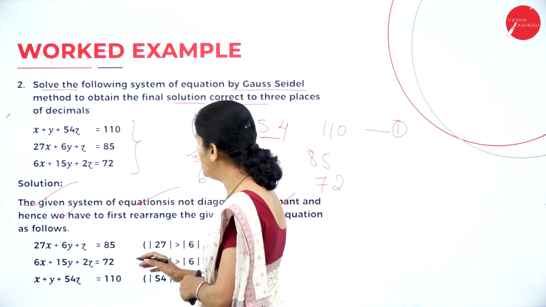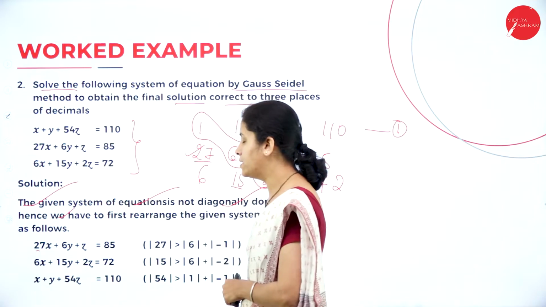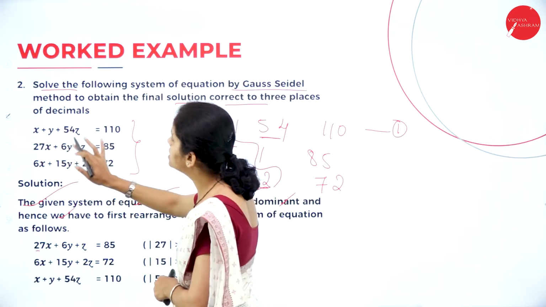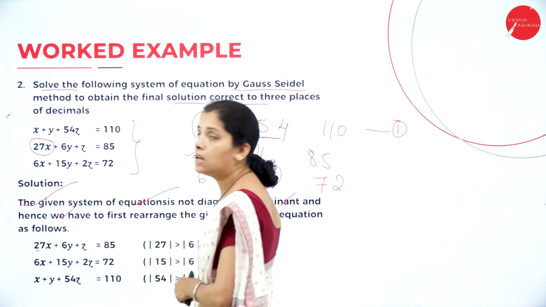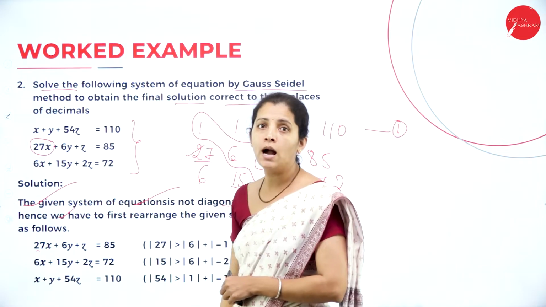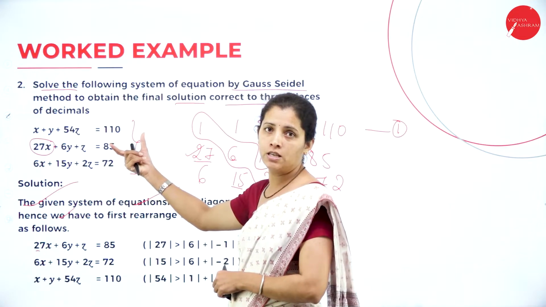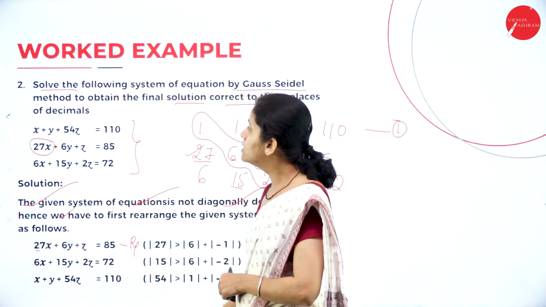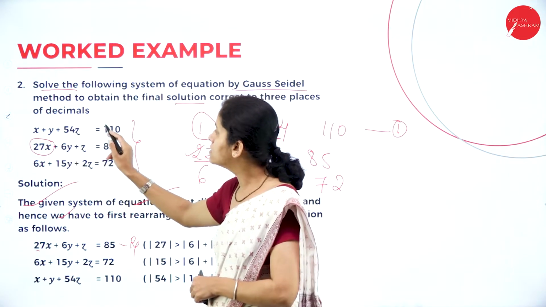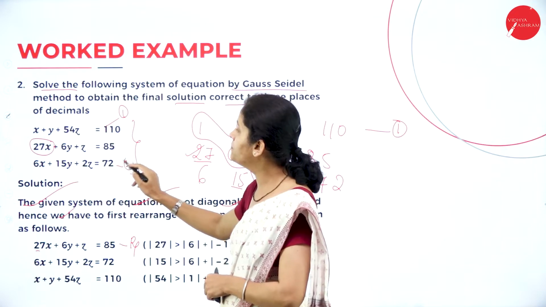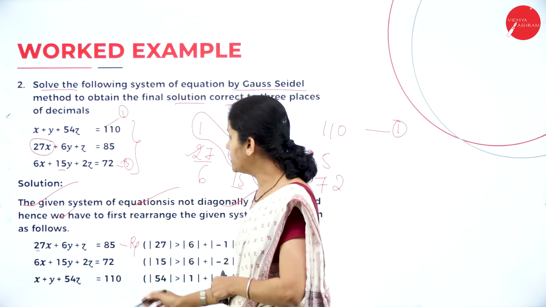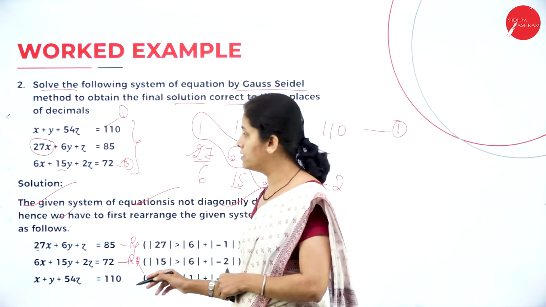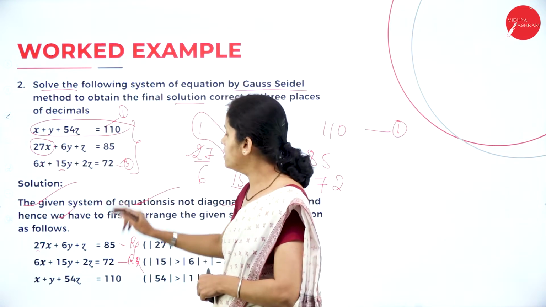So here what I will do, I have the 27. That means I am going to rearrange this equation, and if I consider this equation, 27 is my larger value. So I am going to place this equation in my first row. Now if I consider equation 1 and equation 3, 15 is larger. Okay, fine. So this is my second row. I am going to rewrite the equation. Now this is in my third row.